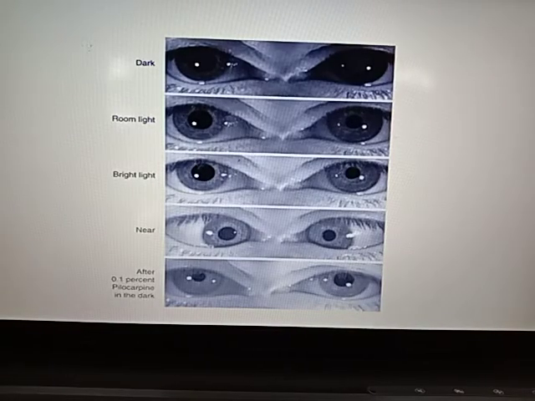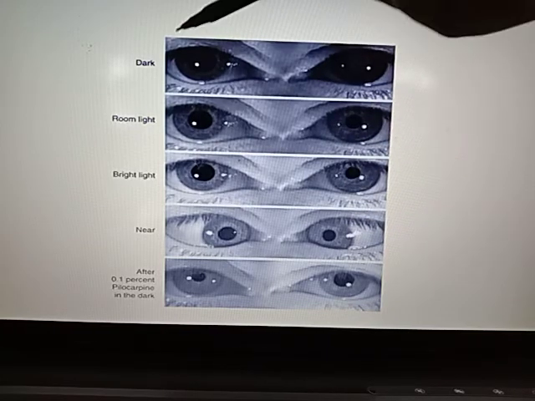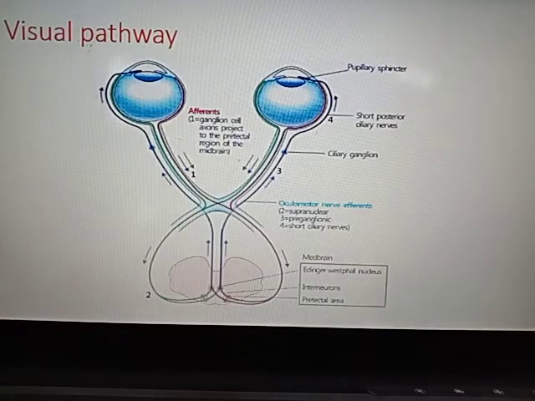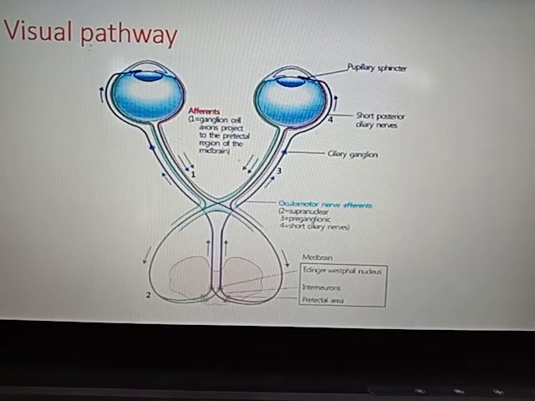So this is the normal phenomenon, but this type of pupillary reflex is known as the Adie tonic pupil. And this is the visual pathway. There is one important thing: this is the ciliary ganglion.